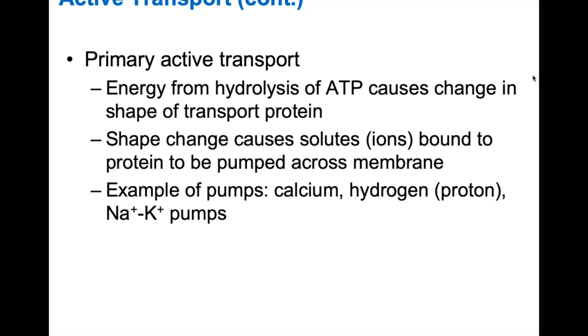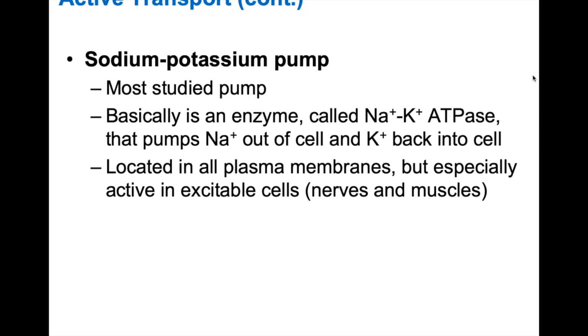An example would be our sodium potassium pump, which is what we're going to focus on here. The sodium potassium pump is our most well-known, most well-studied pump. It's an enzyme, and you know that enzymes are catalysts that speed up chemical reactions. In this case, it speeds up the transport of sodium and potassium against their concentration gradients. This particular one is called sodium potassium ATPase. The -ase tells you that it's the name of an enzyme. It pumps sodium out of the cell and potassium into the cell, so this is an antiporter because they're going in opposite directions.